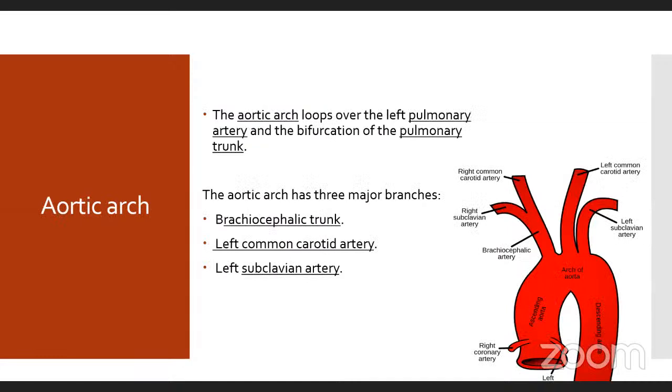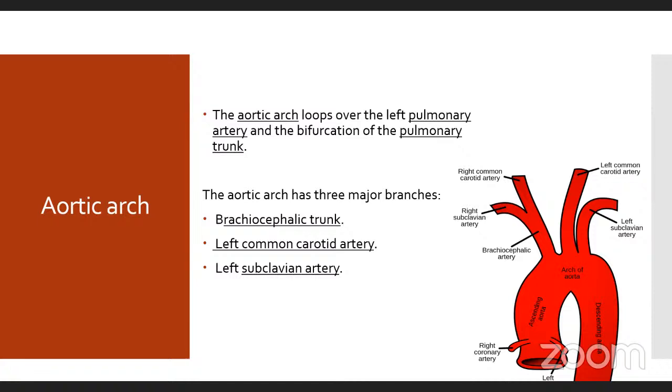After that, we have the aortic arch. The aortic arch loops over the left pulmonary artery and the bifurcation of the pulmonary trunk. It has three major branches. From proximal to distal, they are the brachiocephalic trunk, the left common carotid artery, and the left subclavian artery.